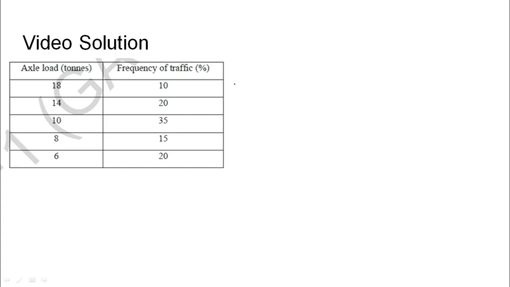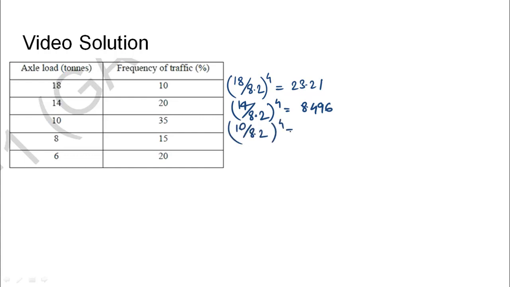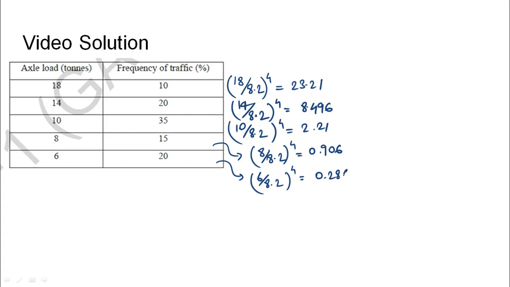So firstly we will find the corresponding coefficients, which would become 23.21. For the next one we would have 14 by 8.2 to the power 4, which would become 8.496. The next one we would have 10 by 8.2 to the power 4, this would become 2.21. For this one we would have 8 by 8.2 to the power 4, which would be 0.906, and next one would be 6 divided by 8.2 to the power 4, that would become 0.2866.